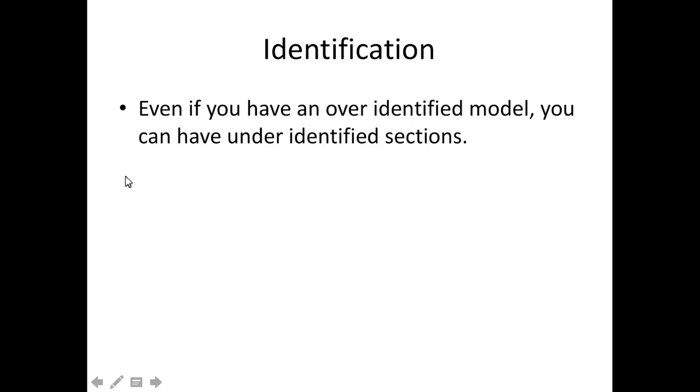This is why you always need to check for additivity of your squares. Even if you have an over-identified model, you can have under-identified sections. When we get to fully latent models or full structural models, we'll talk about how you have to check the identification for the measurement model, the CFA part, and the structural part. So you can have problems where you think it's identified because literally the number of squares minus estimates works out okay, but one section might not be identified.